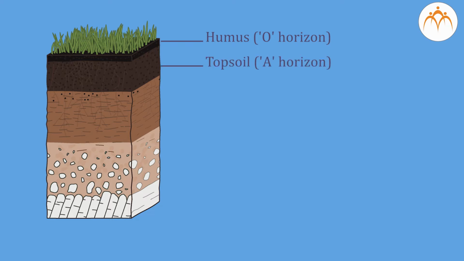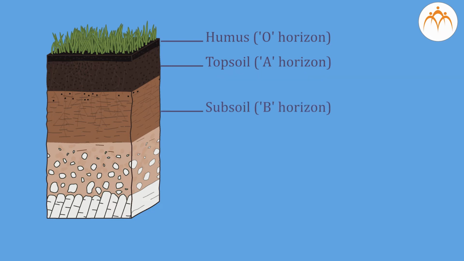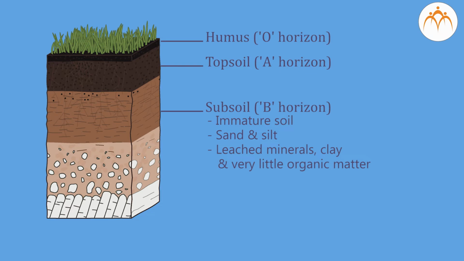The A horizon, topsoil, is the layer below humus and contains minerals along with organic matter. This soft and porous layer holds enough water and air in it. Topsoil is good for plants to grow and develop. The B horizon, subsoil. Just below the layer of topsoil is the layer of immature soil along with sand and silt. It consists of leached minerals, clay and very little organic matter.